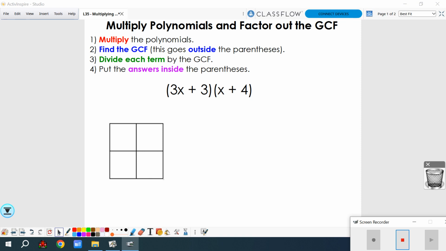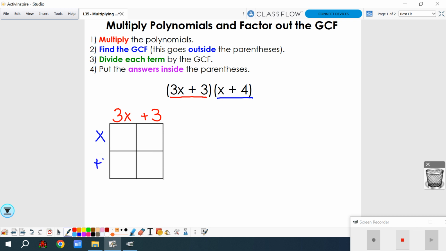So today we're going to be multiplying polynomials and then factoring out a GCF. Our first step here is going to be to multiply these polynomials. So I'm going to take this first polynomial and write each term over a box over here, and then I'm going to take my second polynomial, let's switch colors here, and we'll write it down the side.